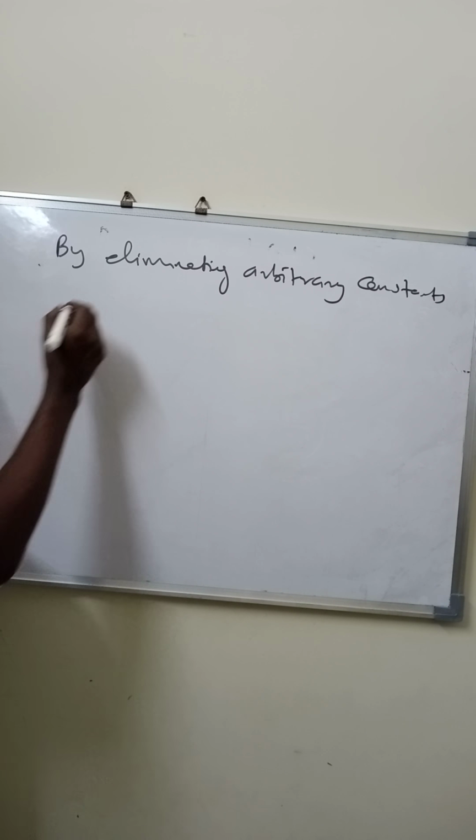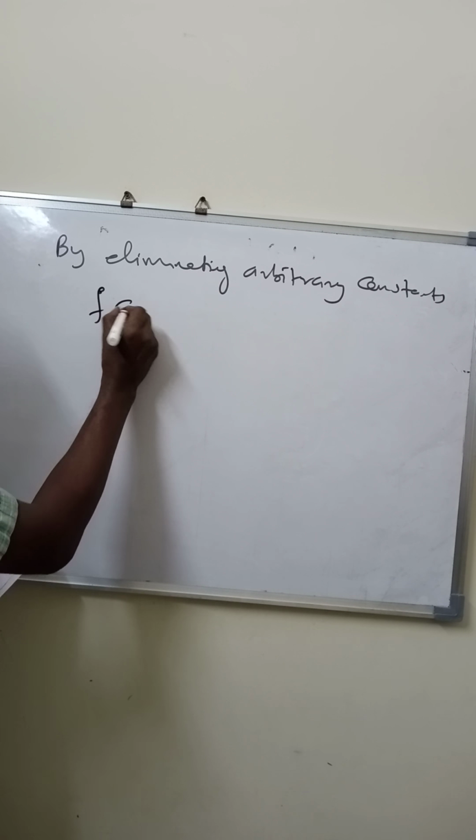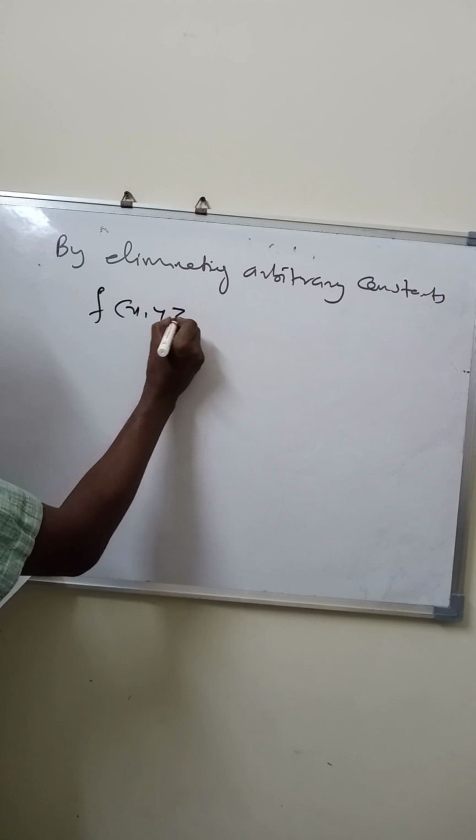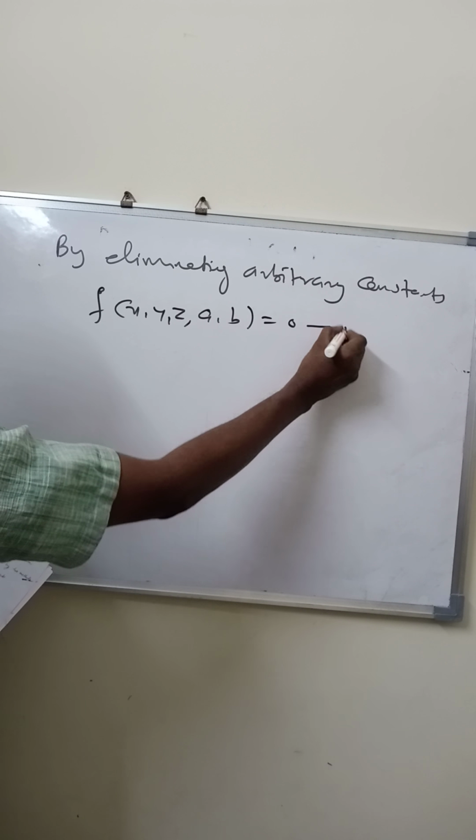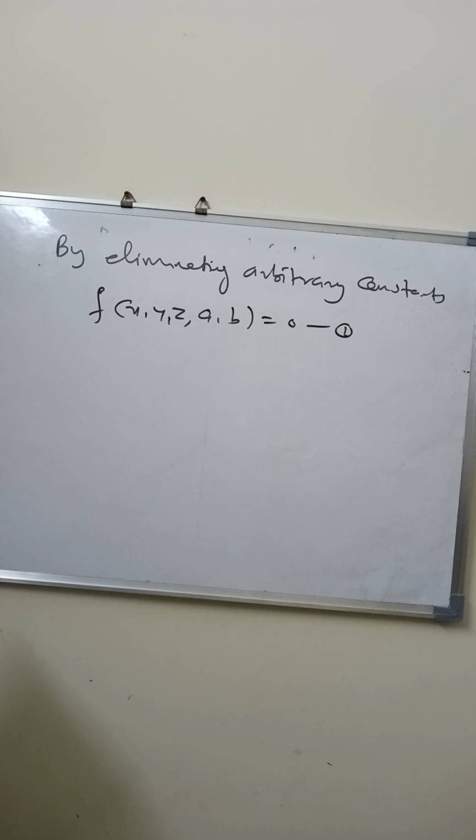Suppose f of x, y, z, a, b equals 0. Equation 1. Here, in this equation, a and b are the arbitrary constants, x and y are the independent variables, z is the dependent variable. We know that to eliminate two constants, we need at least three equations.